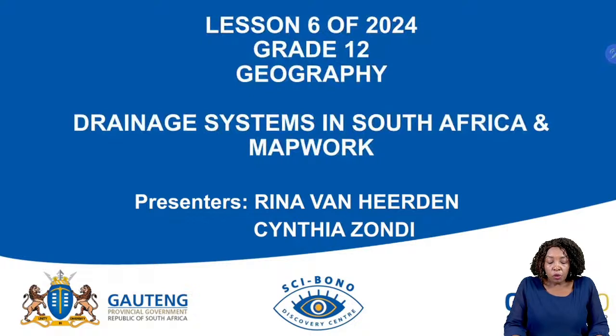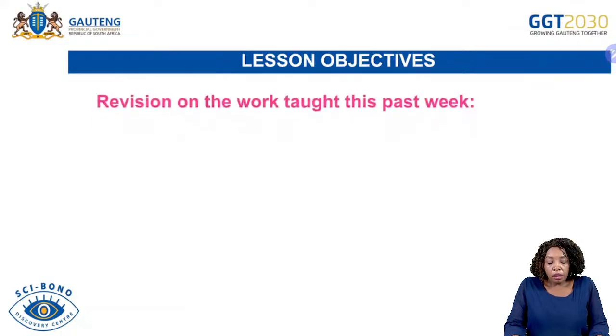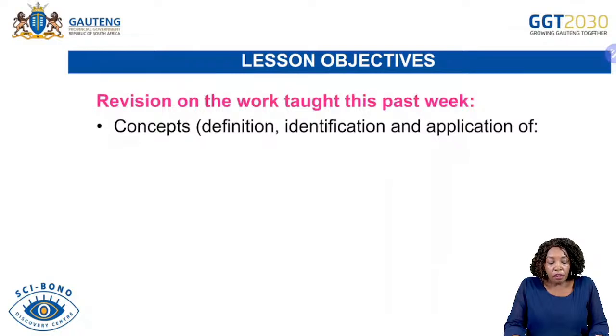Okay, boys and girls, today we are going to look at lesson 6 of 2024, and the topic is drainage systems in South Africa and a bit of Mapwork, which is what you were taught this week. Our lesson objective is based on revision of the work that you were taught this past week, as it is Friday today.